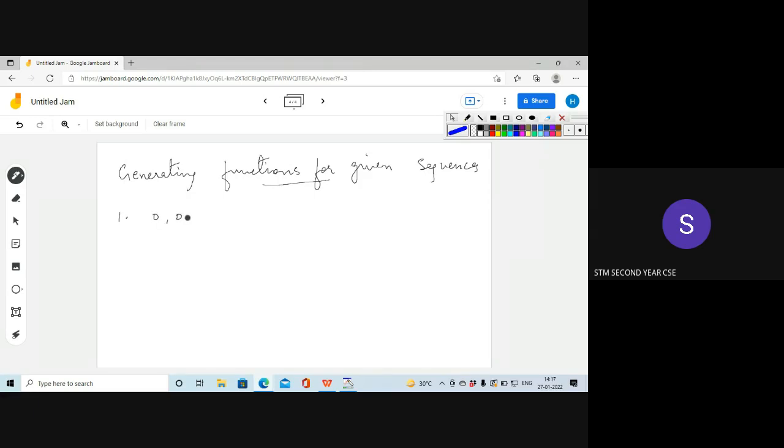The first sequence I'm giving you is 0, 0, 0, 0, etc. What is the generating function? g of x is equal to a0 x raised to 0 plus a1 x raised to 1 plus a2 x raised to 2, etc. It goes on. Or you can just write the series like this: a0 plus a1x plus a2x square, etc. Here, what is the given sequence? What is a0, a1, a2, etc.? Yes, all are zeros.